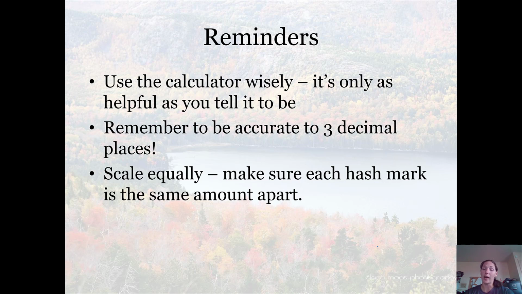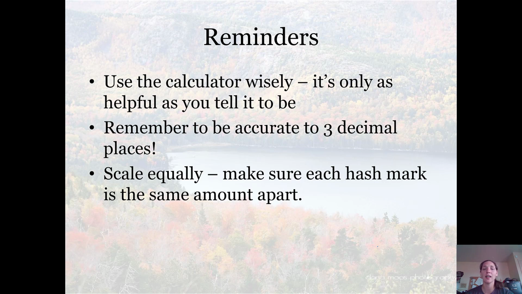Remember to use your calculator very wisely. It's only as helpful as you tell it to be. So we have to make sure that operator error isn't the reason for our problem. So make sure that you're carefully typing everything in. And always be accurate to 3 decimal places. That's a rule just in general. I prefer 3 decimal places. So we're not going to worry about sig figs here, significant figures. We're just going to say, okay, everything to the 3rd decimal place. And that will serve you through AP Calculus as well.